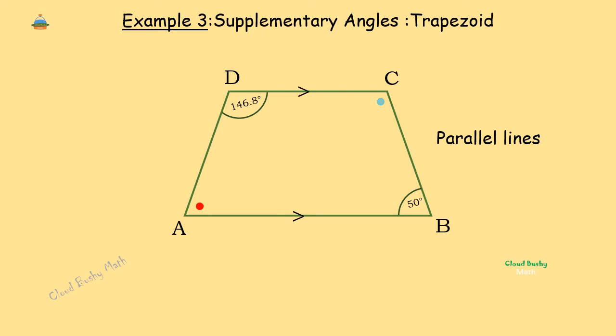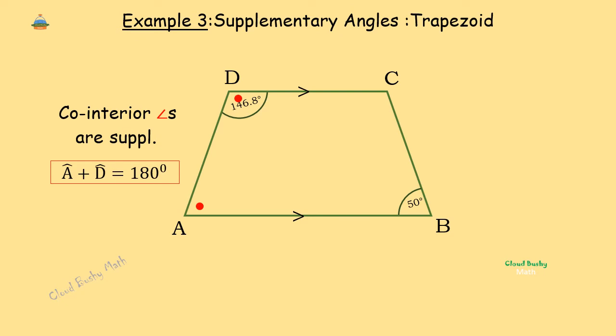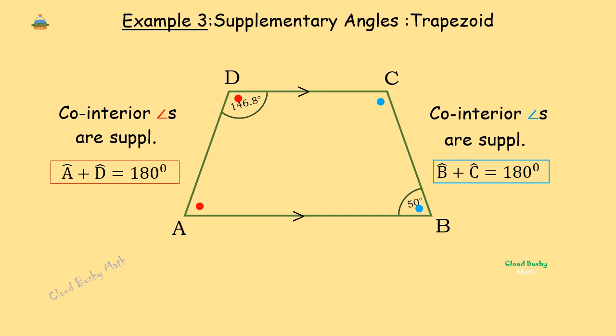That means angle A and angle D are co-interior angles. Co-interior angles are always supplementary. Whatever the case might be, they add up to 180 degrees. Similarly, B and C are co-interior angles, so they are supplementary as well. That means B and C should sum up to 180 degrees.